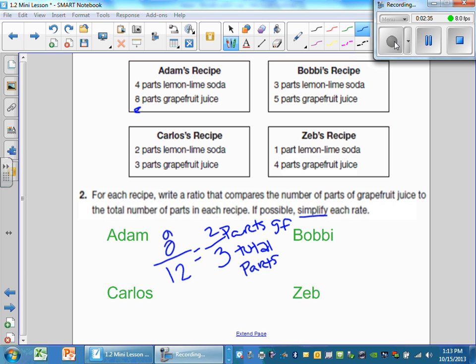Problem number 4 says, for each recipe, write a rate that compares the number of parts lemon lime soda to the total number of parts in each recipe. So we're doing the same exact thing we did with numbers 2 and 3, except this time we're using the lemon lime soda instead of the grapefruit juice. Go ahead and try numbers 4 and 5. Push pause, and then when you have the answers, play the video.